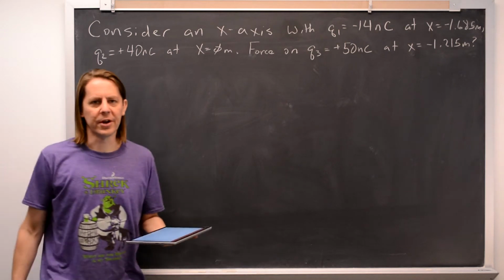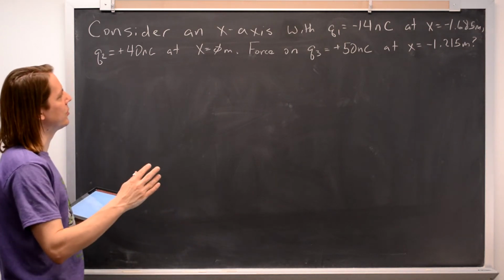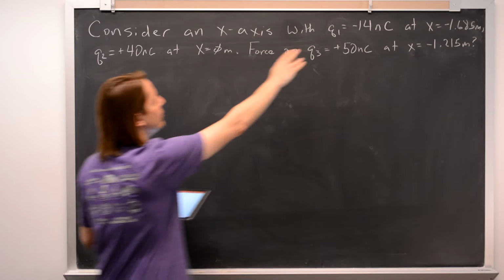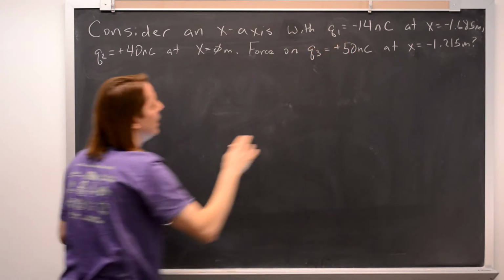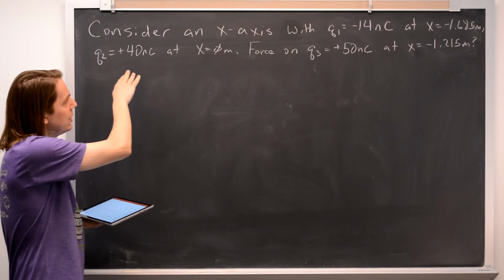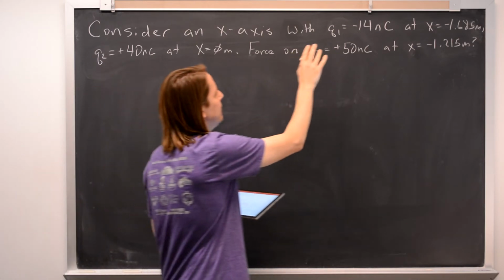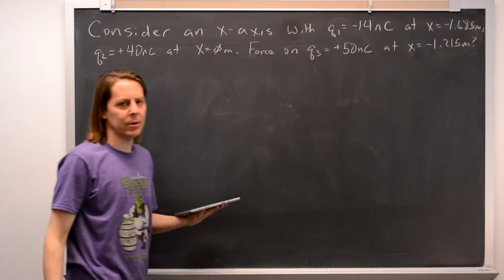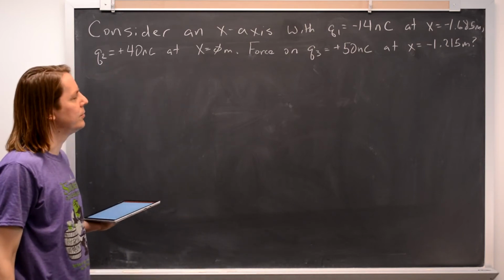Here's three charges on an x-axis, and we want to figure out the force on one of them. So it tells us we have charge Q1, minus 14 nanocoulombs, at one position, and charge Q2, 40 nanocoulombs, at another. What if we stick 50 nanocoulombs between them? We've got to figure out the force on the 50 nanocoulombs.